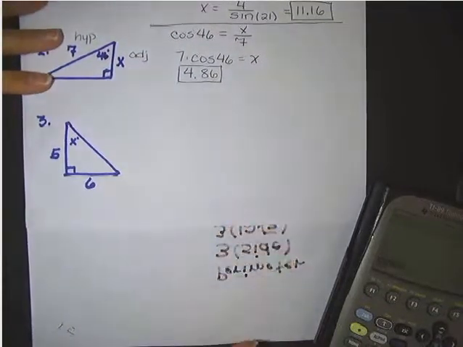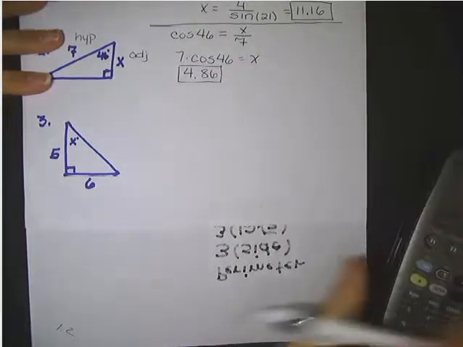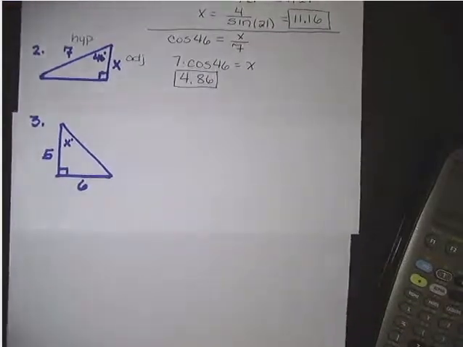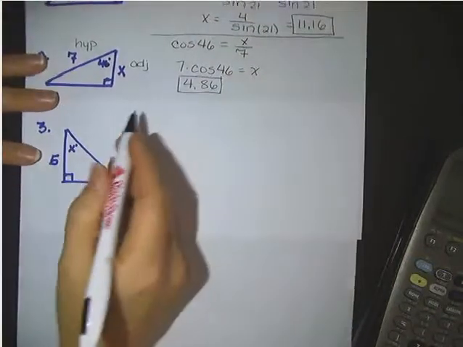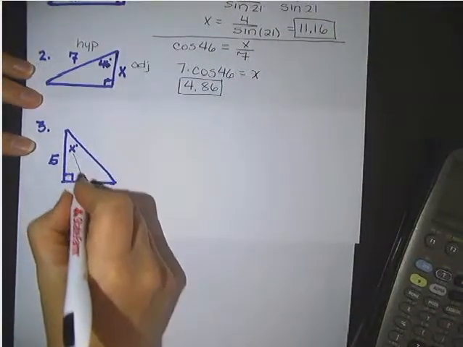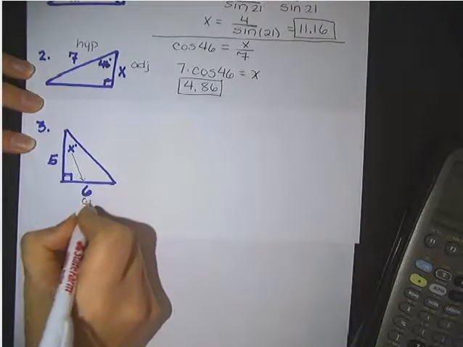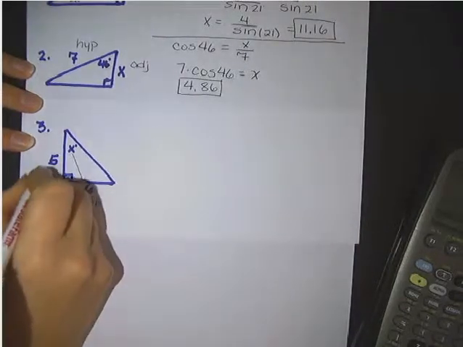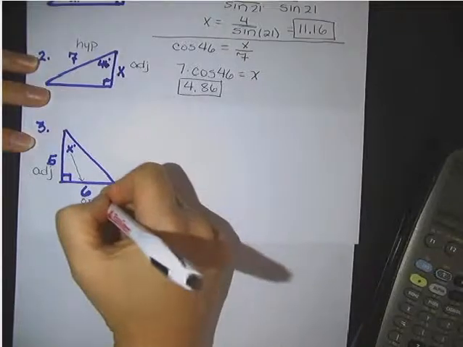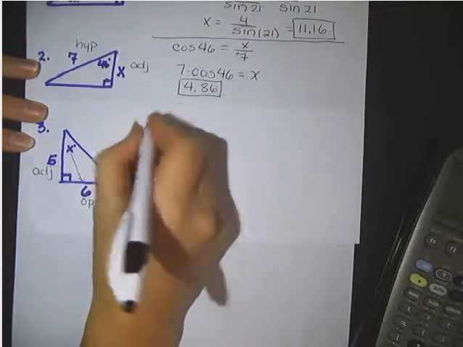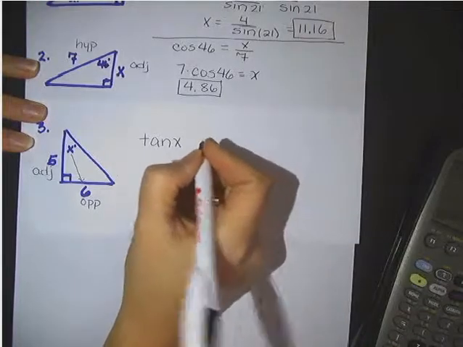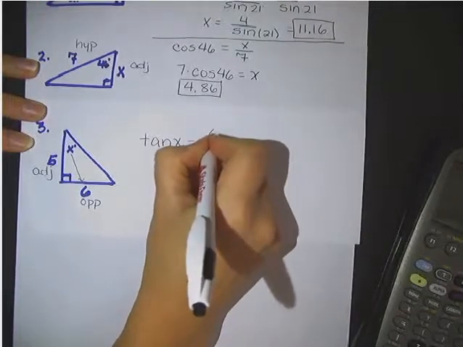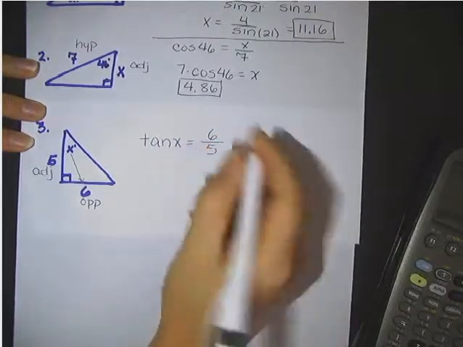Okay, last type is when we're looking for the angle. And when we are looking for the angle, that's when we want to use our inverse sine, cosine, or tangent, or inverse operation. So still, find the angle, it's x. Let's decide what these are. This is the opposite side. This is the adjacent side. So opposite over adjacent we know is tangent. So the tangent of the angle x equals the opposite, which is 6, over the adjacent, which is 5.